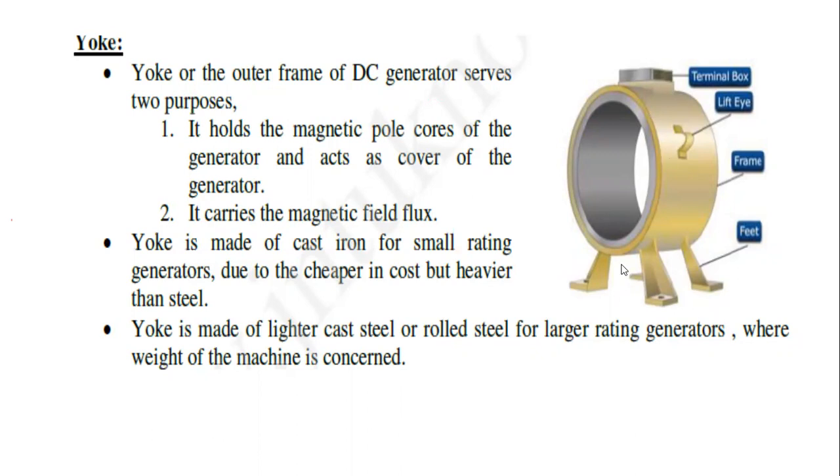By using these feet we will place or stand the DC machine. Next one, this is the frame. It covers all the inner parts of this DC machine and gives protection for them. Next is the lift eye, by using which the machine will be lifted; it gives support for the lifting purpose. And this is the terminal box.